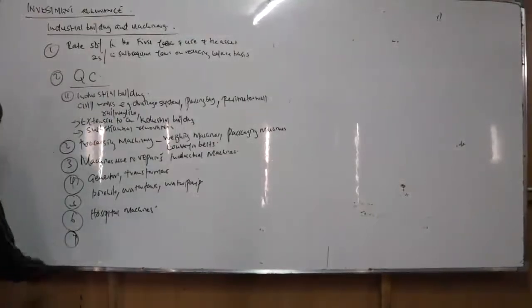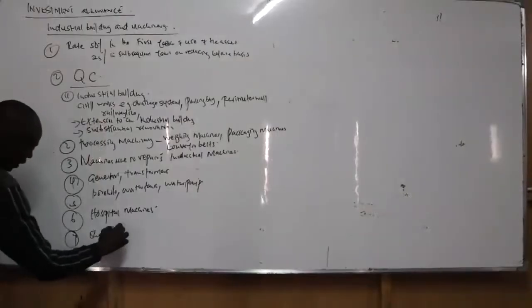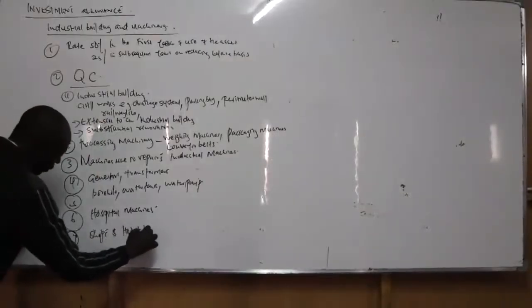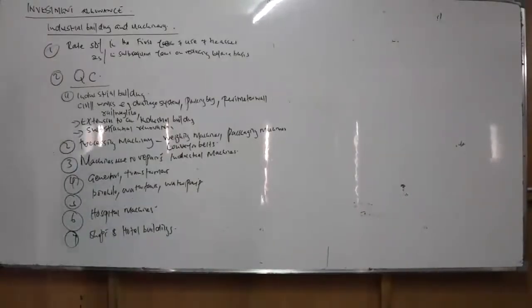Number 7, hospital machine. Number 7, we have ships and hotel buildings. Ships and hotel buildings, they will qualify here.